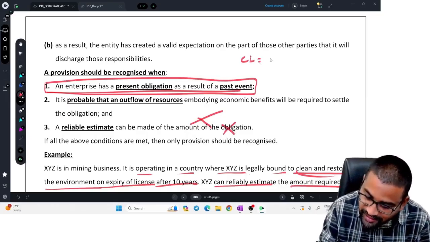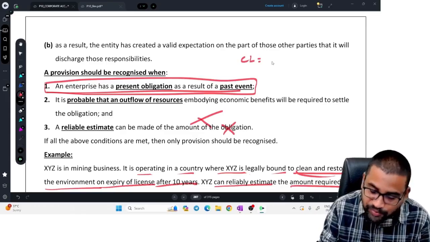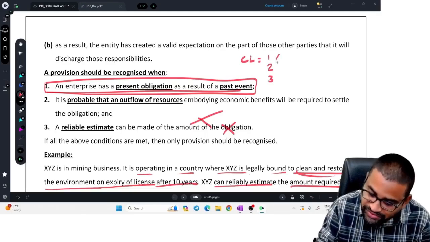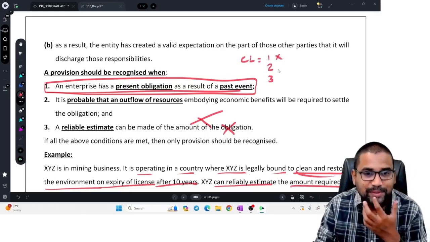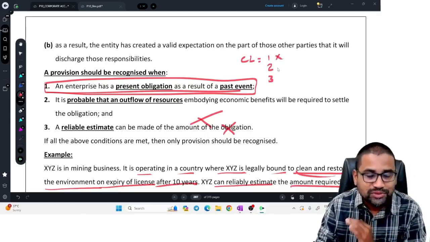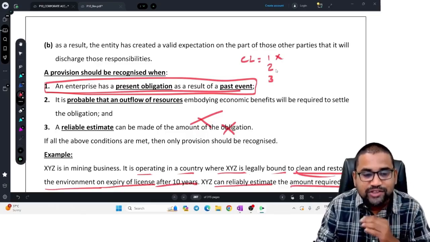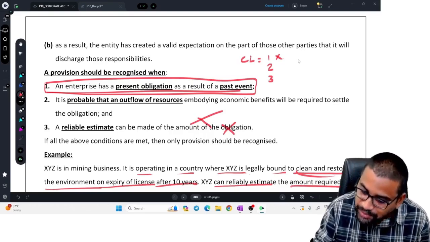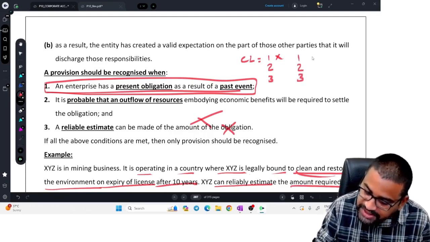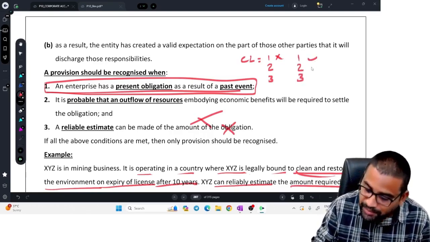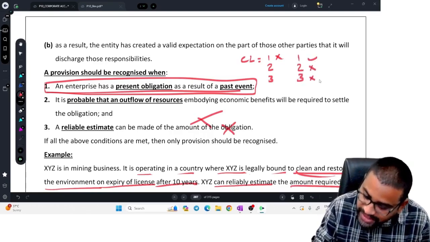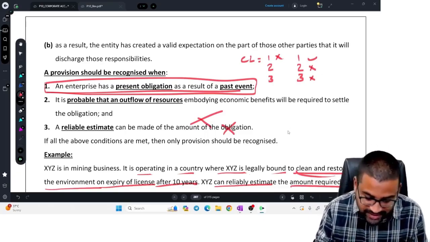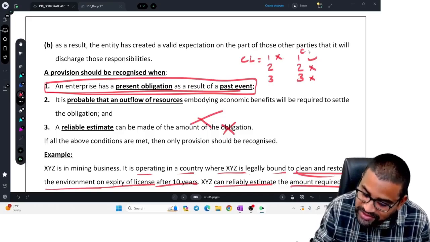See here, for the recognition of a provision, there are 3 conditions, 1, 2, 3. If the first one is missing, it is a contingent liability. No need to see the other 2. If the obligation itself is not present, that's a contingent liability. Suppose out of 3 conditions, the first one is satisfied, but either 2 or 3 is missing. If any one of these is missing, then that is also a contingent liability.